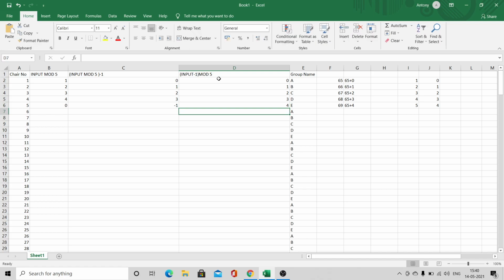Clear? So the equation that I will be using is input minus 1 mod 5. If I add this to 65, what will I get? I will get the ASCII code of the group name. So that I will be doing.